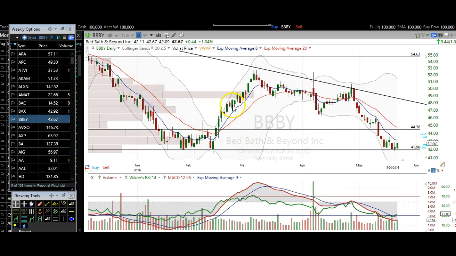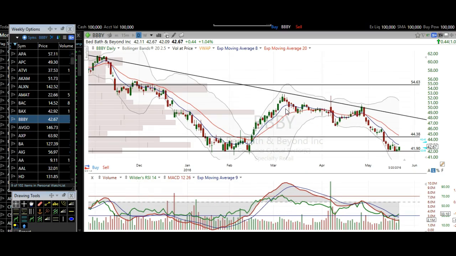Next one is Bed Bath and Beyond, another one that has a big support here at about 42. If we close below this level, Bed Bath & Beyond is going to be heading much lower. Okay, as you can see, it was the lows over here, here, here, here, and again we've got several candles using that level as a support. A break below that level would be a key break lower.